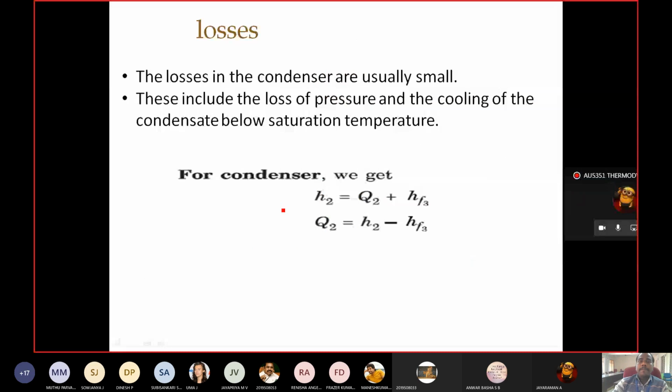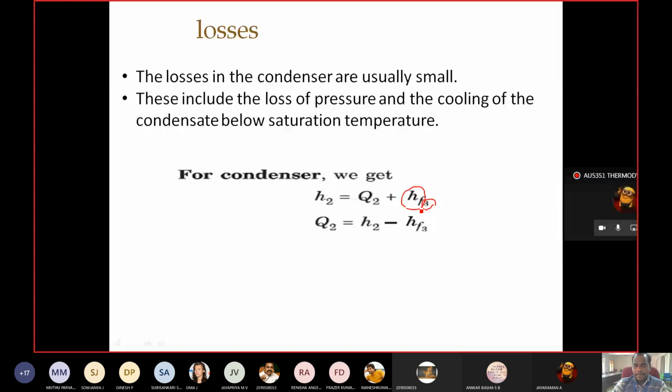Then the losses to be considered in the condenser are usually small. This includes the loss of pressure and the cooling of the condensate below saturation temperature. So for the condenser we have the equation: enthalpy at state 2 will be equal to the heat supplied to the system plus the saturation liquid enthalpy. H2 is equal to Q2 plus Hf3. You know what Hf is, right? So Hf at state 3, because we have saturated liquid at state 3.